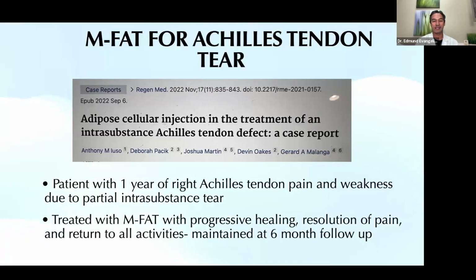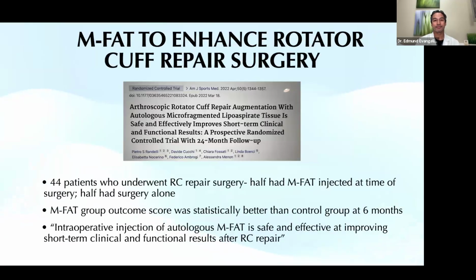Again, I don't have full access to this article, so I don't have the before and after images. And then even the surgeons are starting to catch on with using MFAT, thinking that, because of the regenerative capacity of your fat tissue, they can use it with surgery to enhance the surgical repair and improve their outcomes, decrease the re-rupture rate, improve healing, and accelerate patients' recovery following surgery.